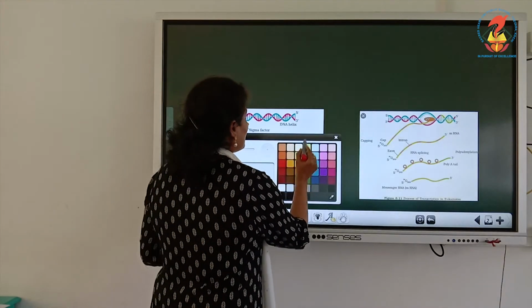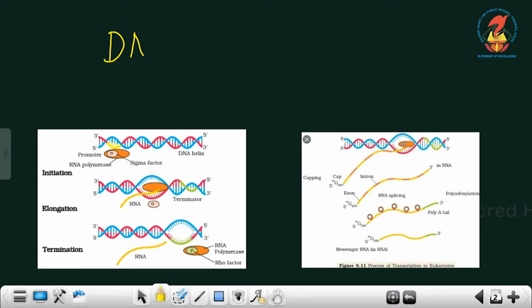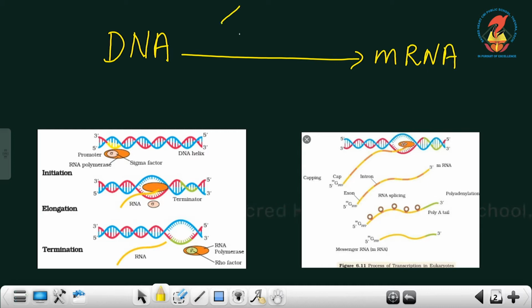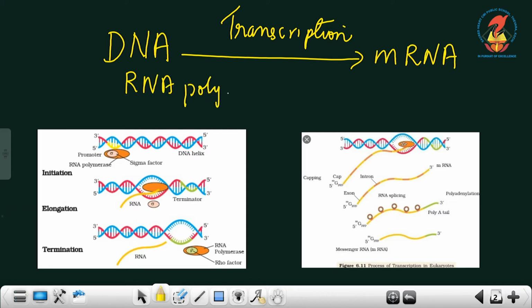A recap of the definition of transcription. DNA acts as a template from which an mRNA is synthesized. This process is called transcription. So, the process by which an mRNA is derived from a DNA is known as transcription. The enzyme involved is RNA polymerase. And as I told you, this enzyme functions only in the 5' to 3' direction.